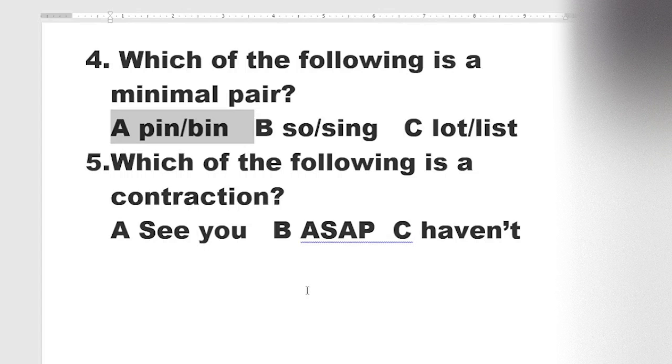And the last question: which of the following is a contraction? A is CU, B is ASAP, and C is haven't. We talked about contractions. So haven't is the right answer here. Haven't, can't, mustn't, doesn't, hasn't, all of them are contractions. We join two words into one word, have and not, haven't. ASAP is an abbreviation. We can use a lot of abbreviations, you know. CU is neither a contraction nor an abbreviation, so it's not either.